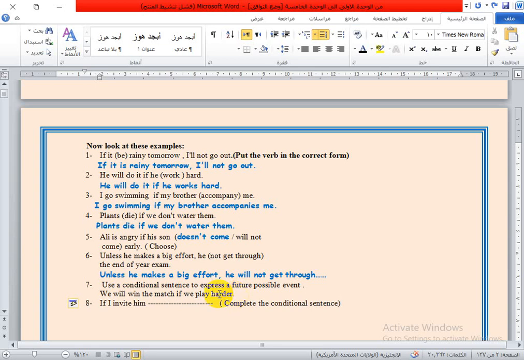So we have if at the beginning of the sentence. If is followed by the if clause. The if clause verb is invite, which is in the present simple. We ask ourselves: when the if clause is present simple, the answer is either the zero conditional or the first conditional. So what do we want to express? A scientific fact or a future possible event? I think we are going to express a future possible event. If I invite him, he will come.